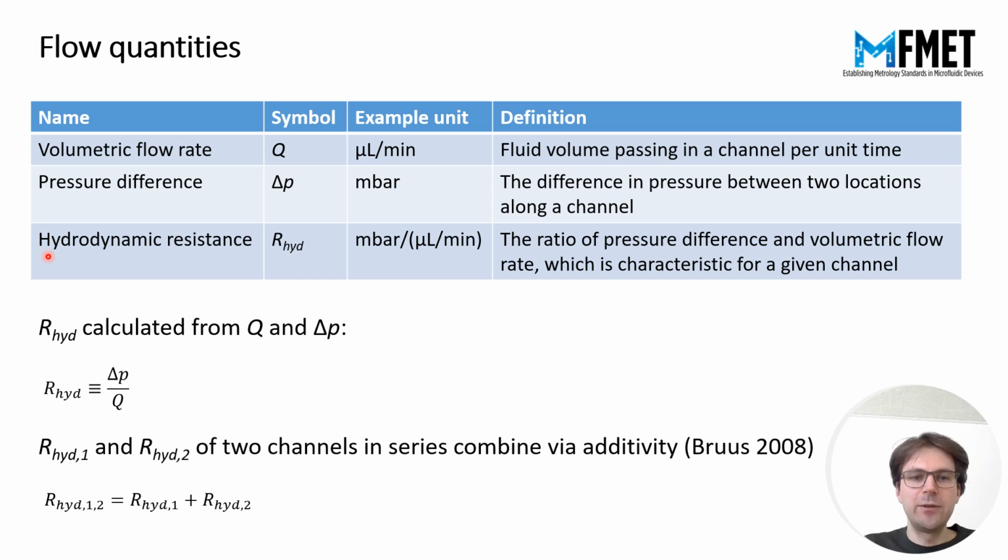And finally, we have the hydrodynamic resistance, denoted by the symbol R, and this describes the ratio of pressure difference and volumetric flow rate. And actually, the hydrodynamic resistance is a constant characteristic for a given microfluidic channel. And here you can see the definition of the hydrodynamic resistance written out as an equation. And also notice that hydrodynamic resistance has this property that if two channels are in series, then the combined hydrodynamic resistance will be the sum of the two channels' individual hydrodynamic resistances.